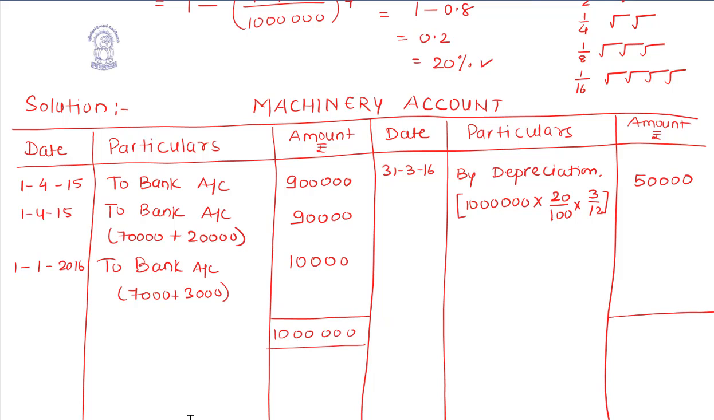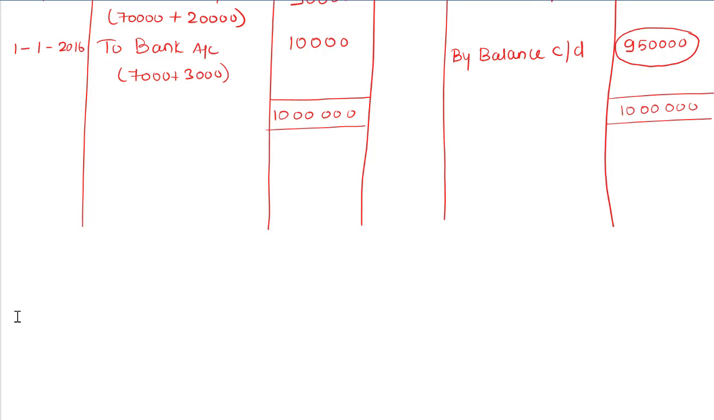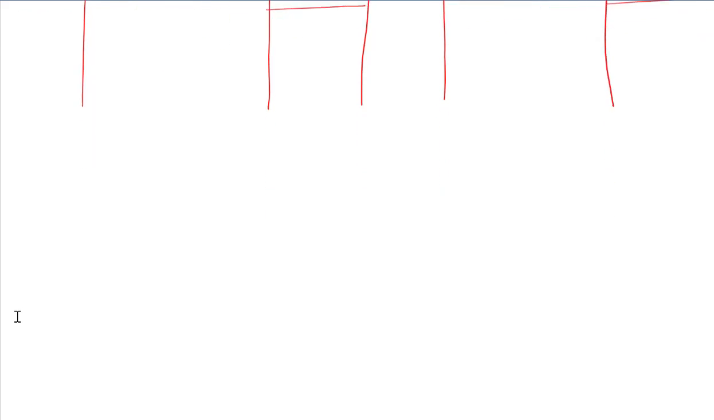Calculate the balancing figure. So over here it is 10 lakh and the balancing figure is 9 lakh 50,000. The balancing figure is 9,50,000. We will write by balance carried down. Understood? Let us move ahead, stretch these lines a bit.